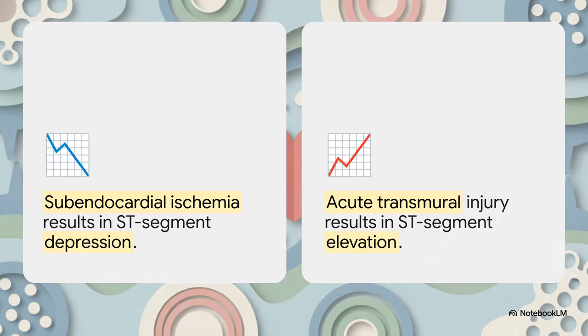You've got to see the stark difference here, and it's all based on the depth of the damage. Subendocardial ischemia, which is partial thickness damage, physically pushes the ST segment down. But acute transmural injury, that critical full thickness damage, literally pulls the ST segment up. And boom, that is your classic STEMI. It's a massive medical emergency.